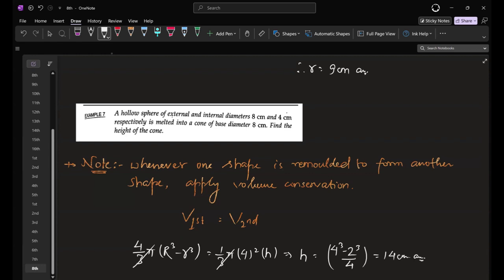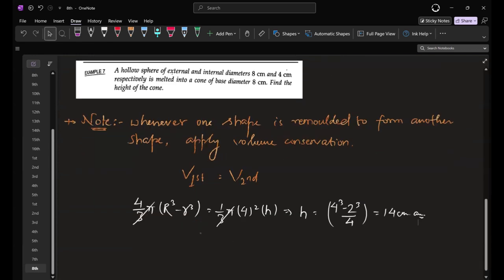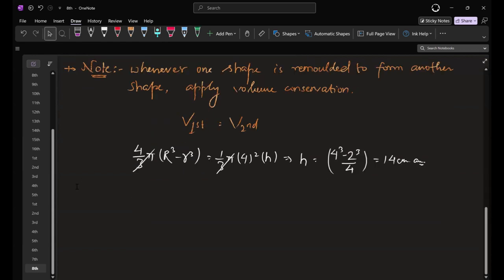Directly equate the two volumes. Don't calculate volume separately. Volume conservation, because whatever volume of the metal or substance was used to make the first shape is exactly what we are going to use to make the second one as well, right? Okay, on to the next one.